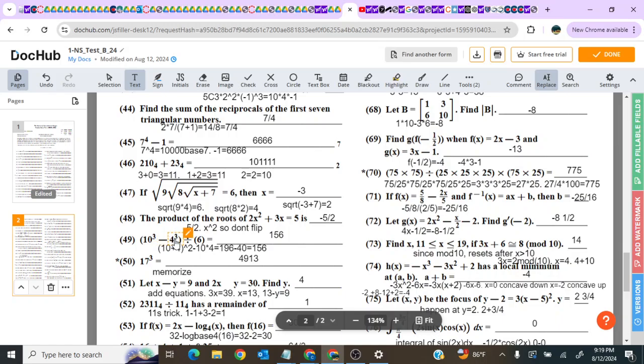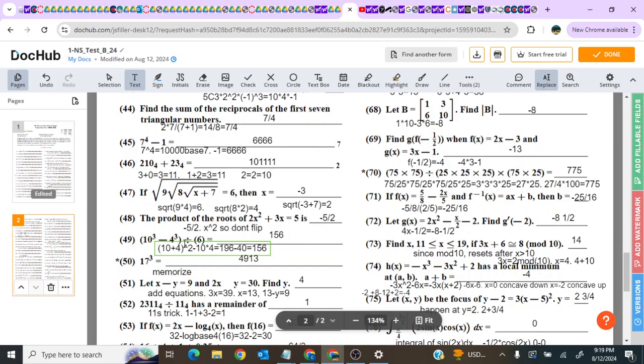Okay, 10 cubed minus 4 cubed divided by 10 minus 4, basically. We use the same formula we used before. Add up the two numbers, you get 14. Square it, and then subtract the two numbers multiplied. 196 minus 40 is 156. Get your answer.